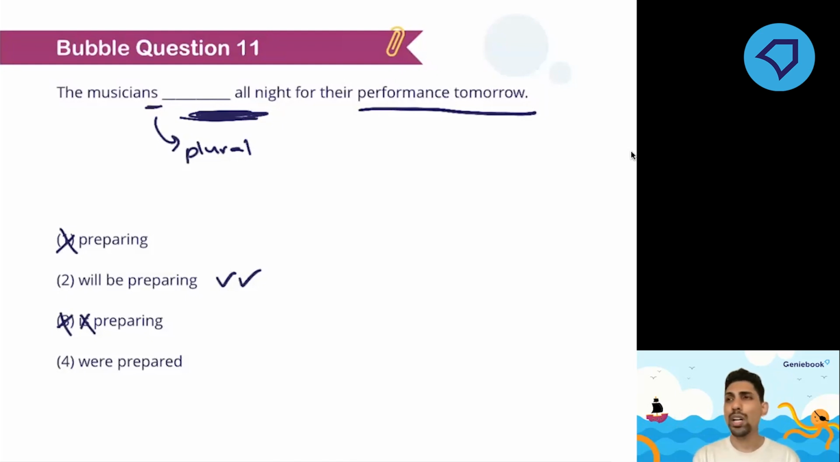How about number four? The musicians were prepared all night. This is just so confusing. They were prepared. Done. But their performance is tomorrow. Huh? Were prepared all night for the performance tomorrow, it doesn't match. See how it doesn't match? Okay, so number four is out.